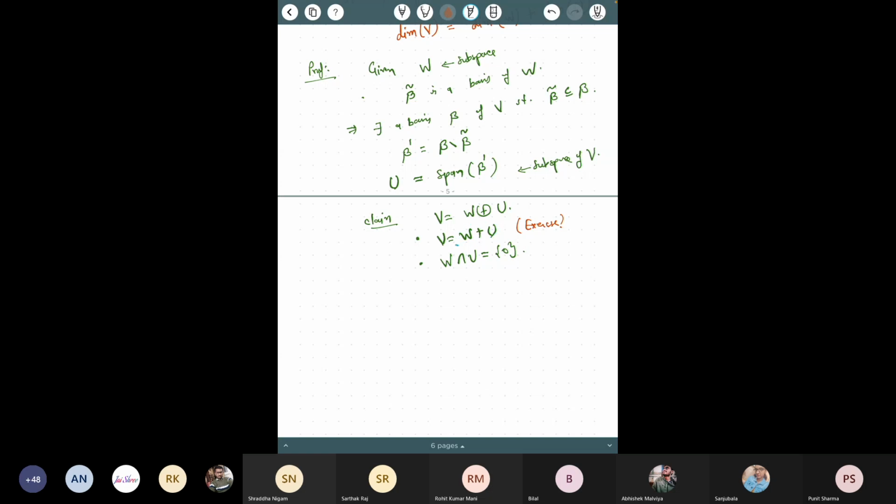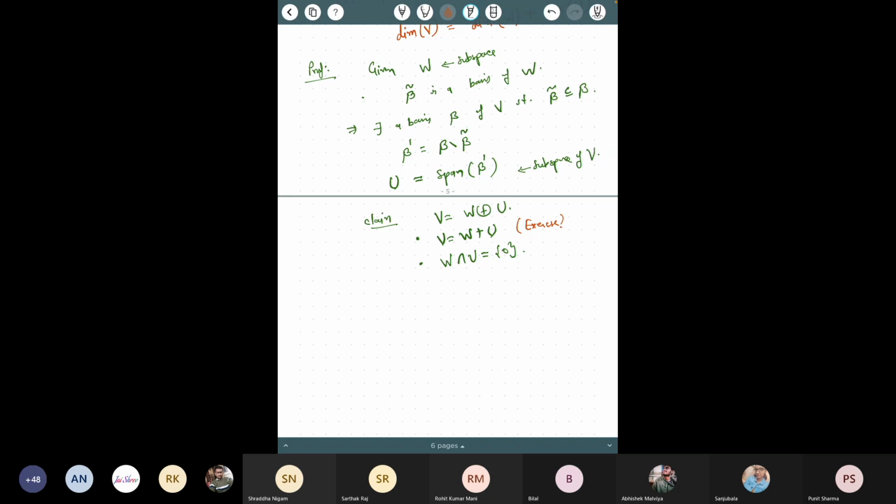Now, one side containment, W plus U is contained in V. That is very straightforward because both are subspaces. Their sum is again a subspace, so this sum is contained in V. Now you have to show the other side containment. That means V is a subset of W plus U.